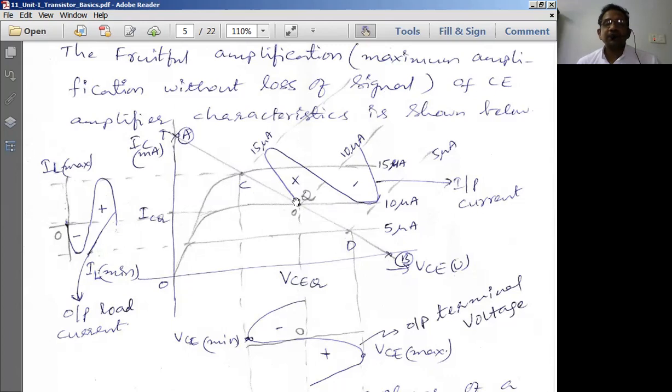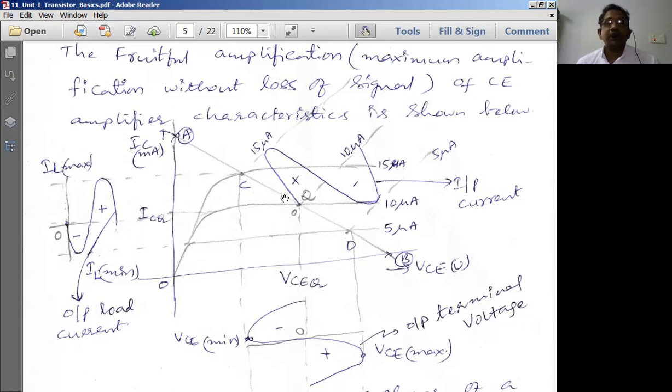So what does proper biasing mean? VCEQ and ICQ. What is VCEQ? It is going to be VCC by 2. The center of this x-axis is VCC by 2. The center point of this y-axis is IC SAT by 2. Therefore ICQ is IC SAT by 2, and VCEQ is equal to VCC by 2.